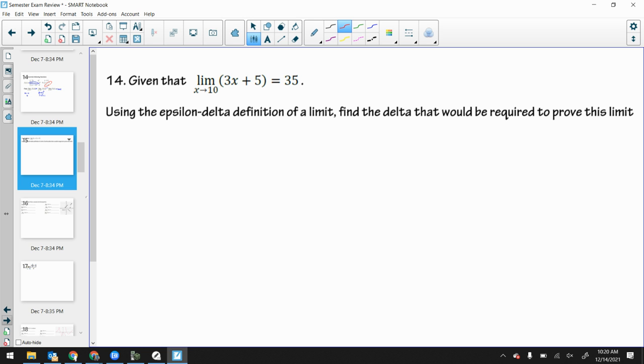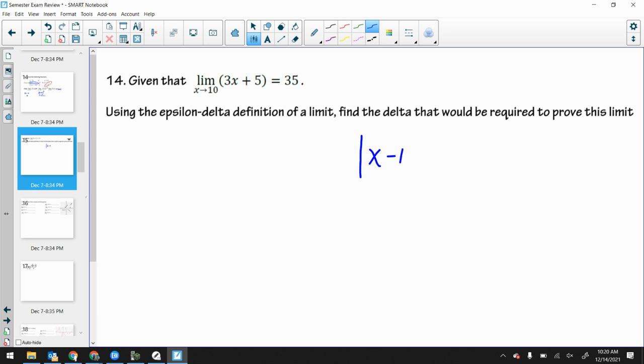Now, did we even need to know that it actually was 35? No, we could have solved that. If I wanted to find the limit as x approaches 10 of 3x plus 5, just plug it in. 3 times 10 is 30 plus 5 is 35. But I want to know, how close do I need to be? What is the delta to make the epsilon match up? That means that we want to find this.